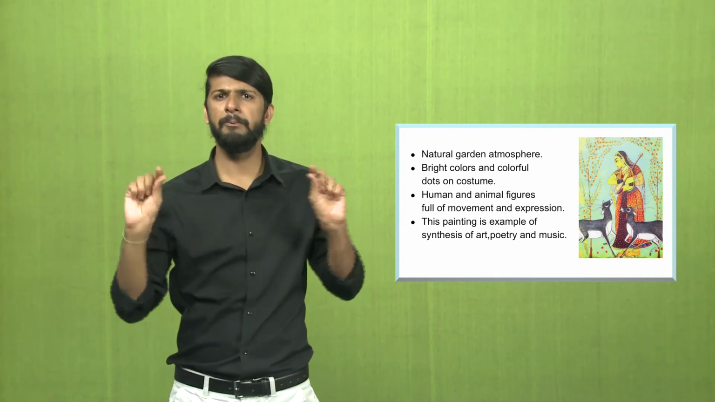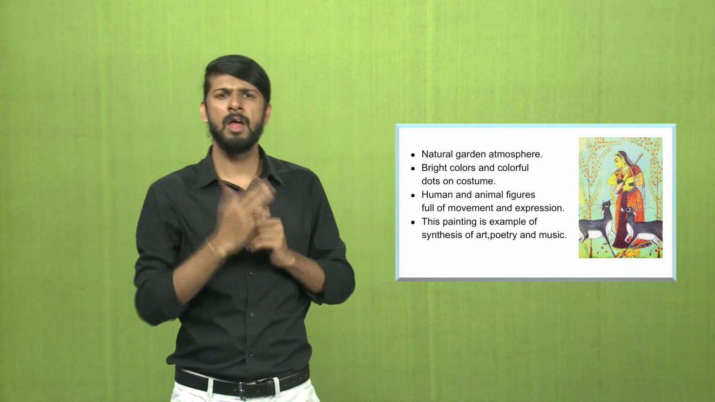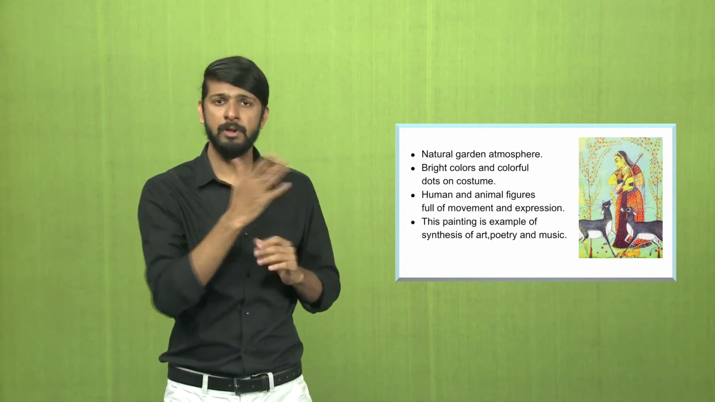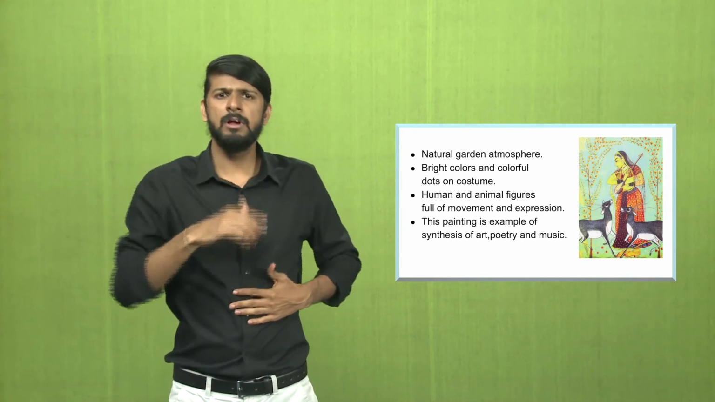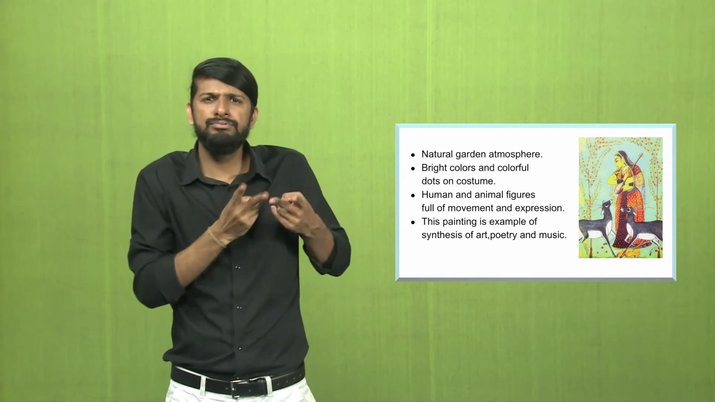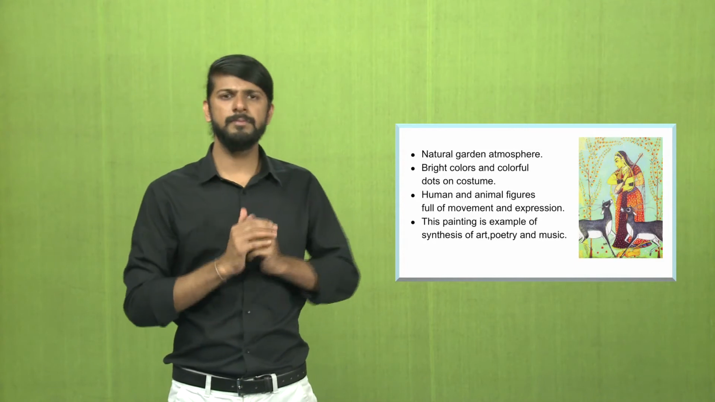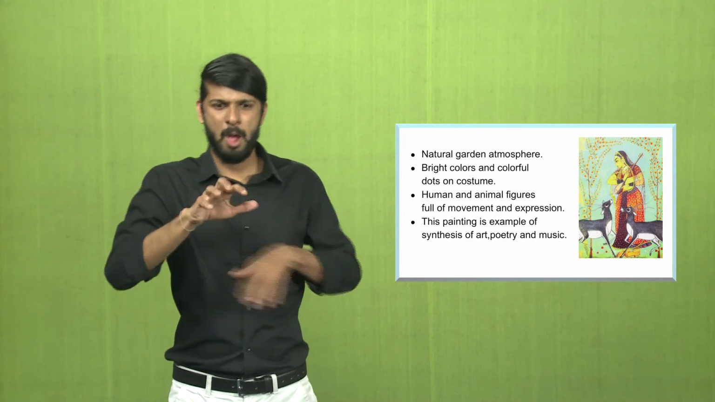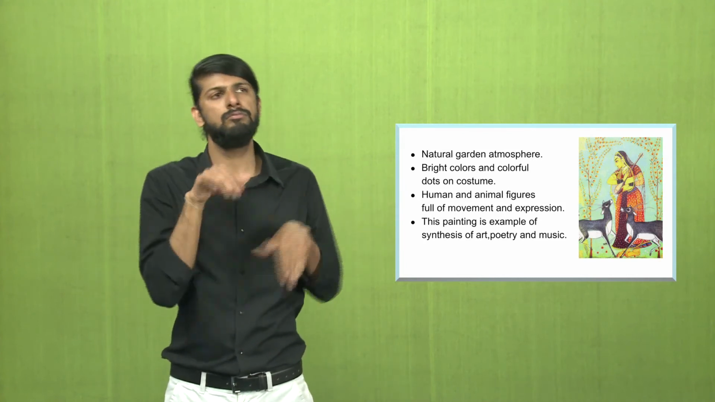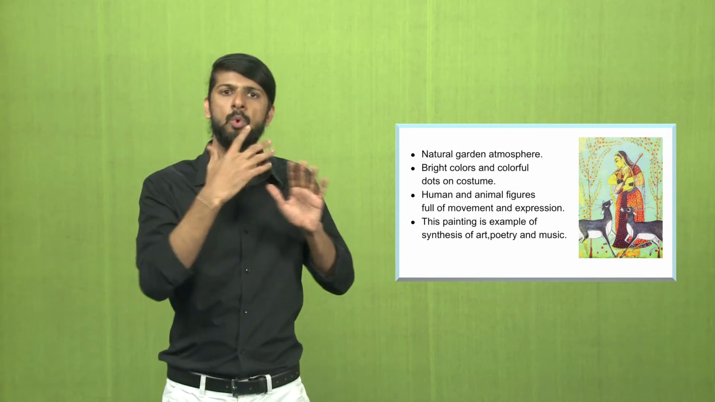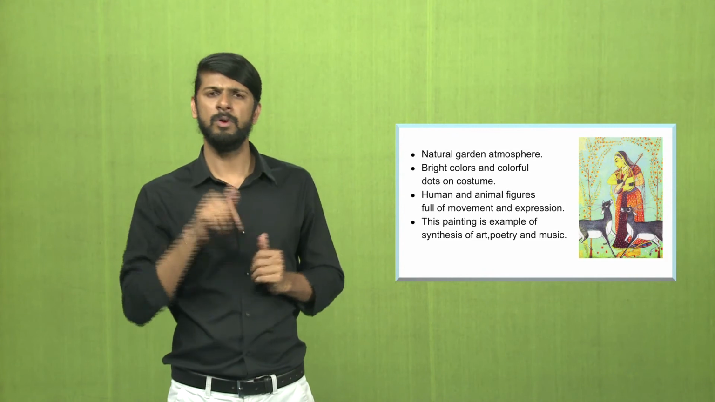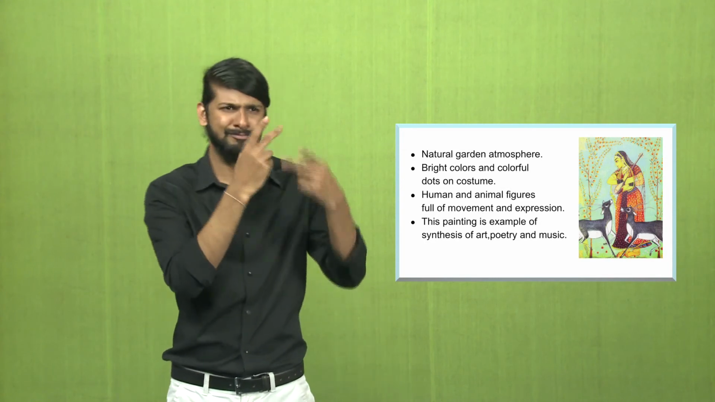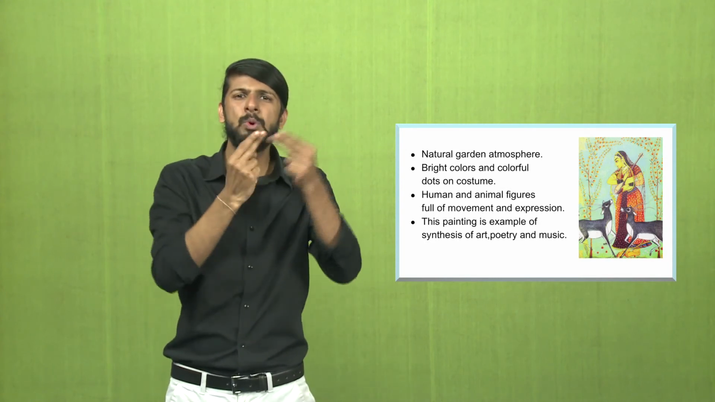The atmosphere is natural, like a garden. The colors are bright. The costume has colorful dots. The human and the animal figures are full of movement and expression. This painting is an example of synthesis between art, poetry and music.